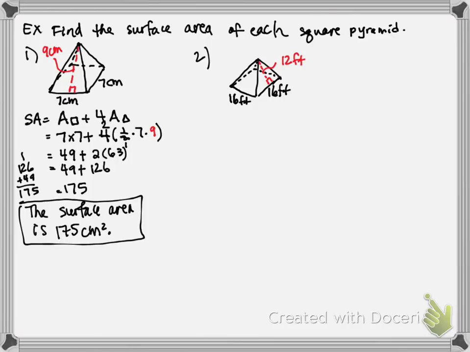So we know what we're going to get. We're going to get the area of the square base, and we're going to get 4 triangular lateral faces that are exactly the same. So 1/2 the base, which is 16, times the slant height, which is 12.